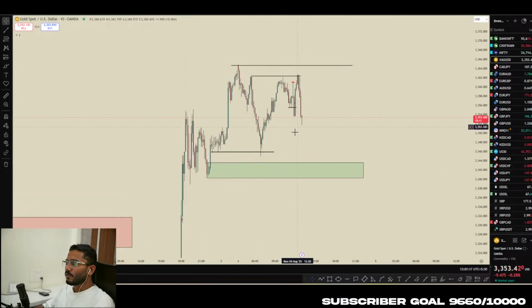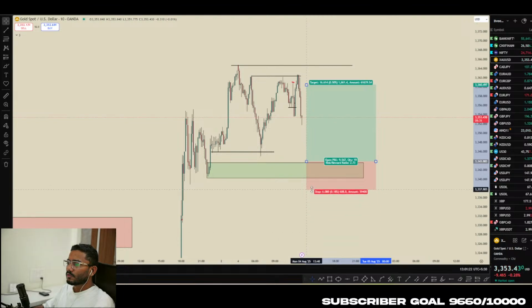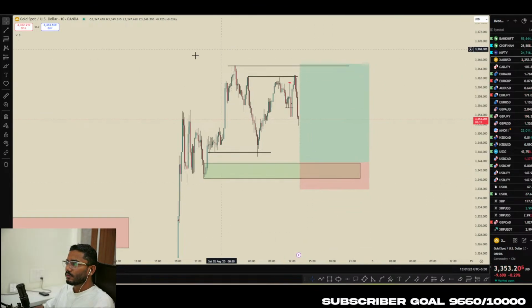So this is our next order block. Stop loss below this low. The next high will be the target, something like this.